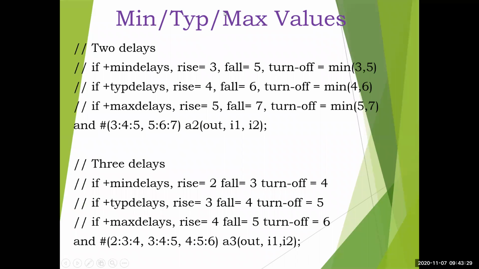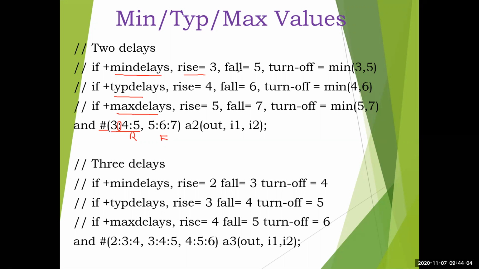Now two delays. If you have two delays, how do we use them? See here, 3 colon 4 colon 5, along with the hash symbol. This colon is another operator used for mentioning these delays. 3, 4, 5 is the rise delay, and 5, 6, 7 is the fall delay. In the rise delay, 3 is the minimum, 4 is the typical, 5 is the maximum. In the fall delay, 5 is the minimum, 6 is the typical, 7 is the max. So that is what is mentioned here: minimum delays, typical delays and max delays.